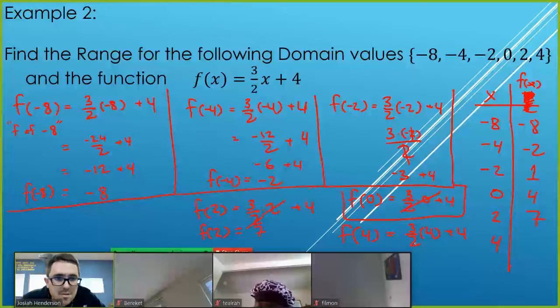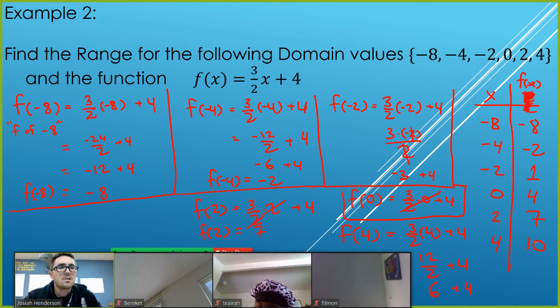4 over 2 is 2. If I do the multiplying, we get 3 times 4 on top, so that's 12 over 2. 12 divided by 2 is 6. 6 plus 4 is 10. So there's our answer in a table format on the right side of the screen.